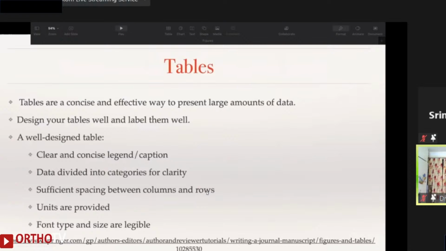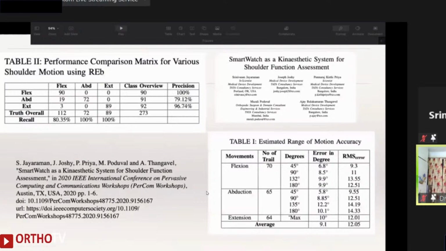Tables have been covered already by Srinivas. I would just like to summarize over here that you should be careful about your legend and caption. They should be clear and concise. Divide them into categories. Give sufficient spacing between the columns and rows. Don't forget the units and give a good legible font type and size. So this is an example from a paper that we published sometime last year on shoulder function assessment. This shows a very nicely represented table where you can see the precision and the recall with respect to the different motions. It is a single point of reference which we can use. And it also gives an idea of how useful the system can be.